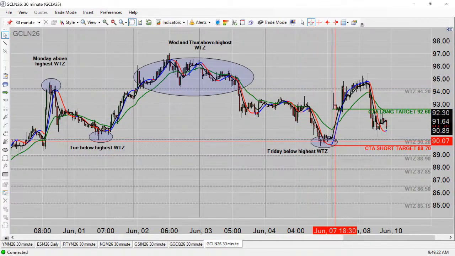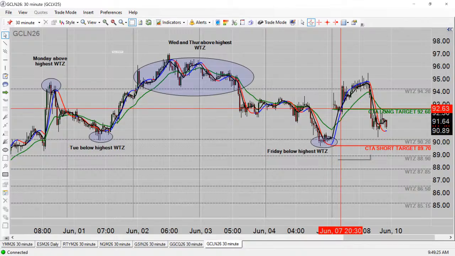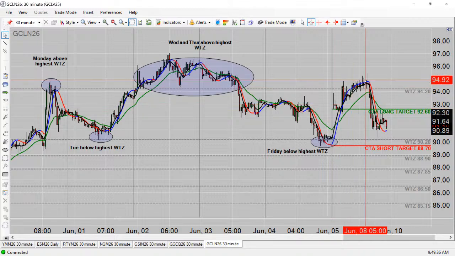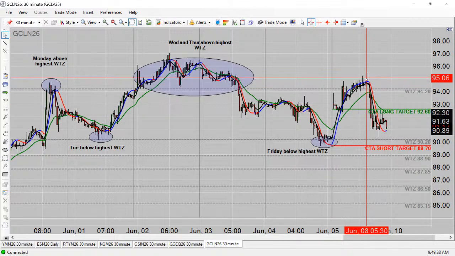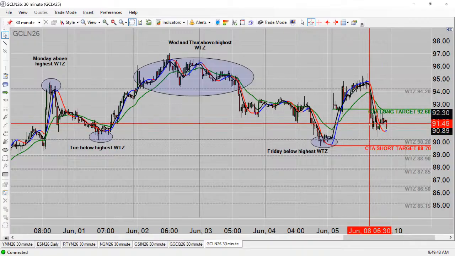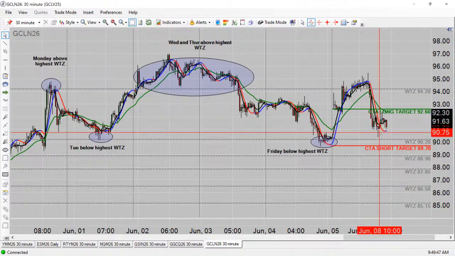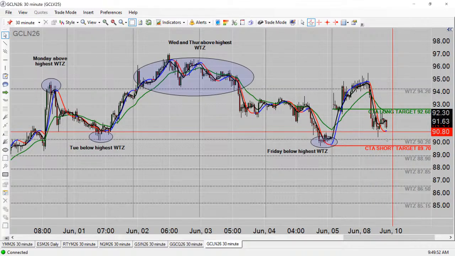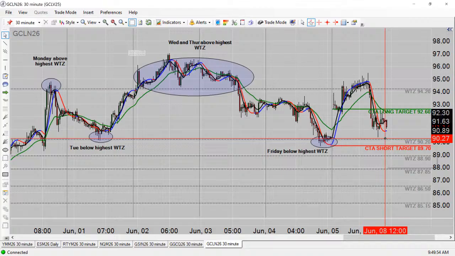And then last night we gapped higher on the open. In fact, we gapped above the CTA long target. And we traded above the highest weekly zone, but crude has really, you know, I think some of those news articles I shared were written prior to this, because crude's, but this has been really quite a line in the sand.